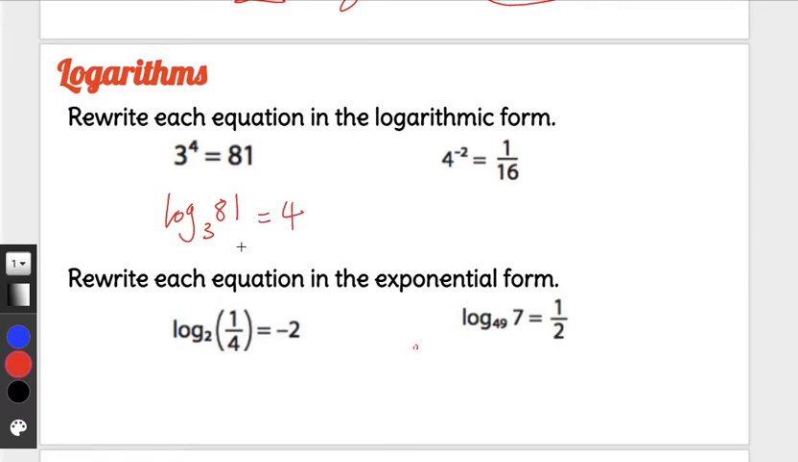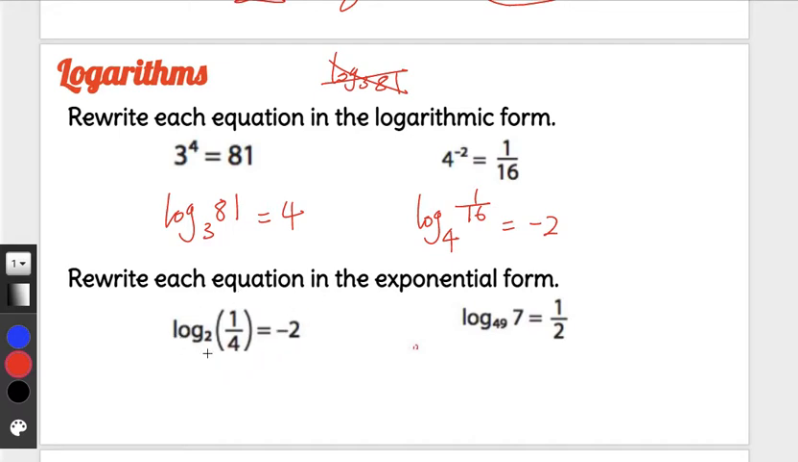By the way, one thing I want to remind you is, when you write it, make sure the base is in the bottom corner here and the 81 is on the top. Do not write them in the same size, because then you cannot tell which one is the base. So make sure there's a difference here. This one tells us 4 to what power is 1 over 16, which is 4 to the negative 2 power is 1 over 16.